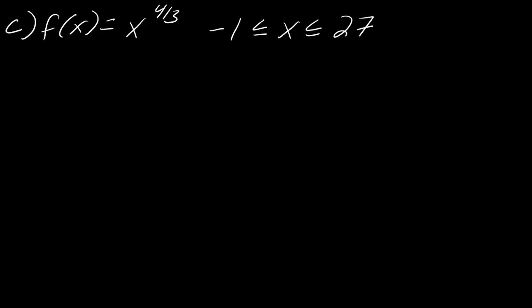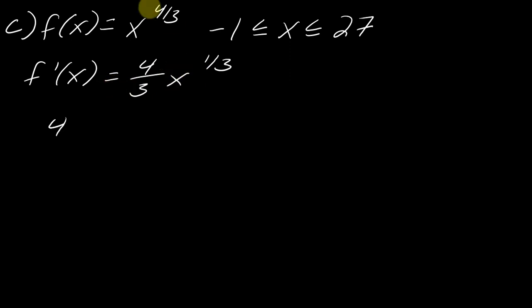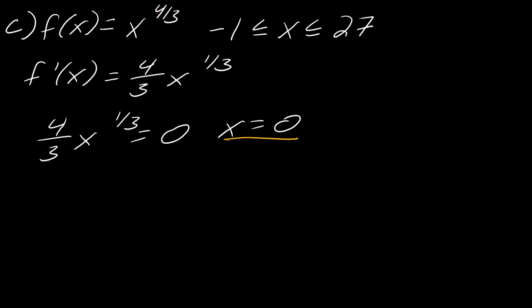Okay, so moving on, I've got another one here where I have to take the derivative and find the extreme values. So let me start by taking the derivative. And for this one we will not have any undefined values. So if I just set it equal to 0, I get that x would have to equal 0. So there's my critical point. Once again, I'm now going to plug this and the endpoints all into our original function f of x. So let me do that.